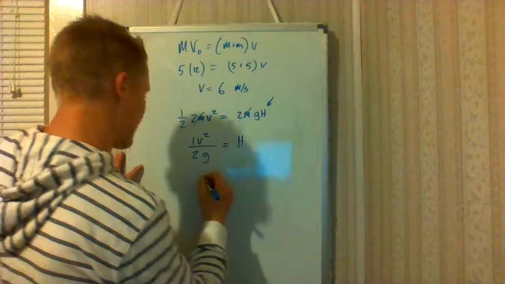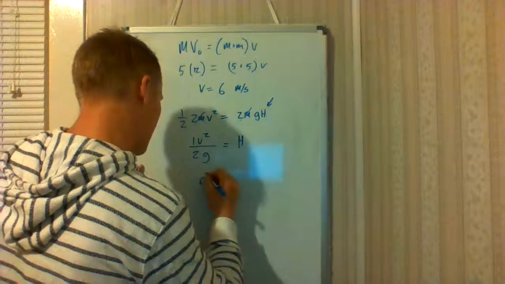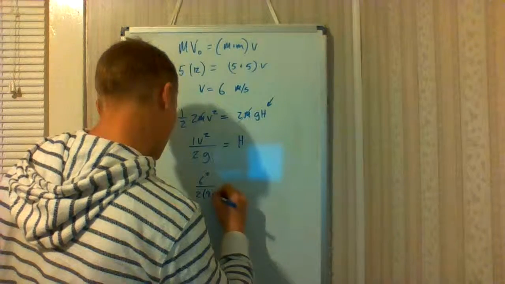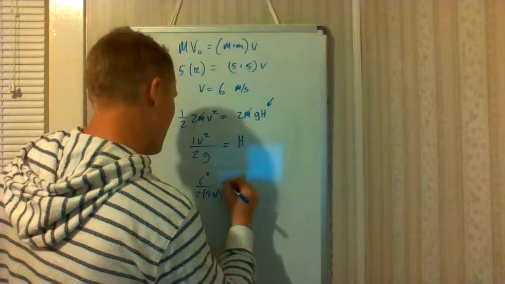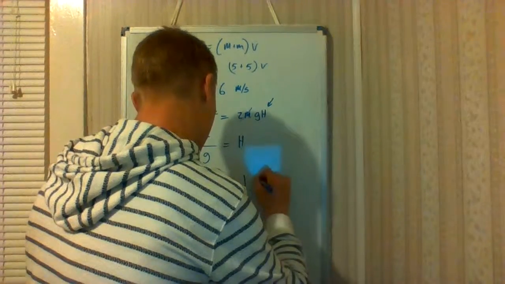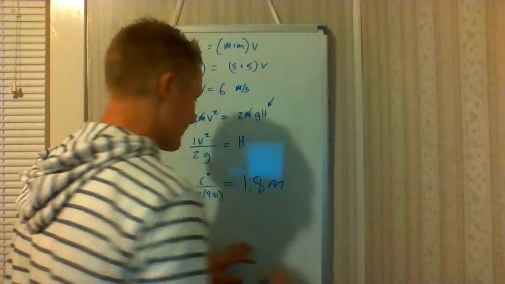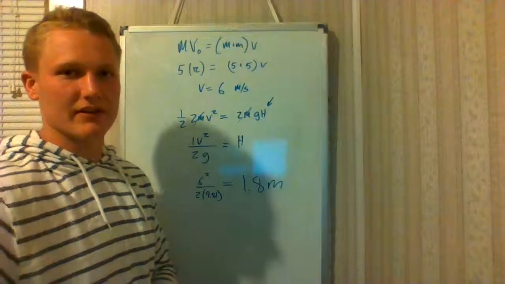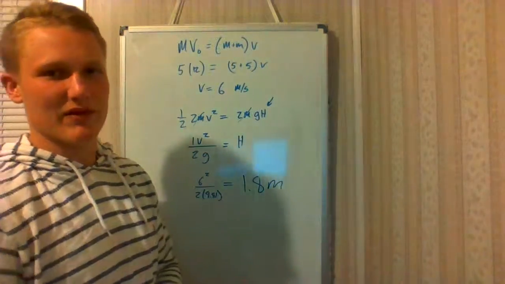So we plug in our 6 squared over 2 times 9.1. That will give us our height, which is 1.8 meters. So wasn't this fun? Enjoyed myself. We have 1.8 meters above the valley floor.